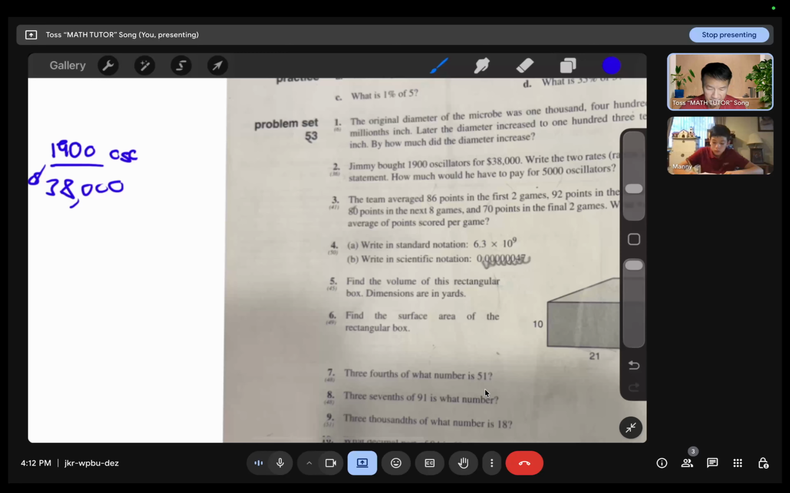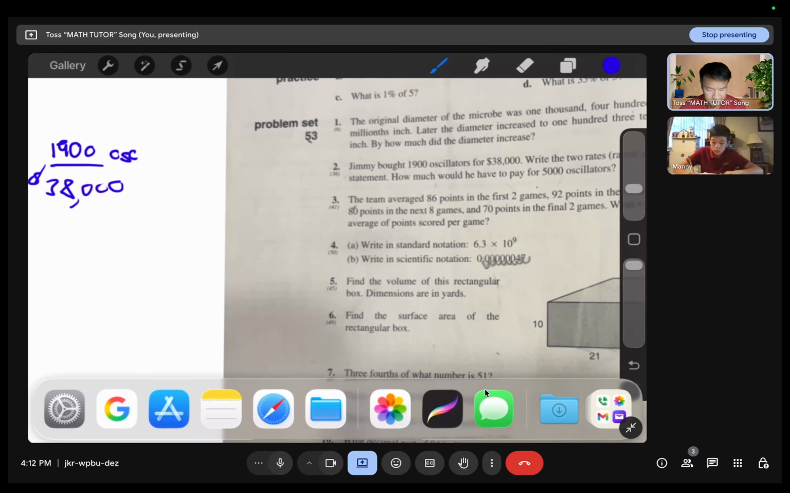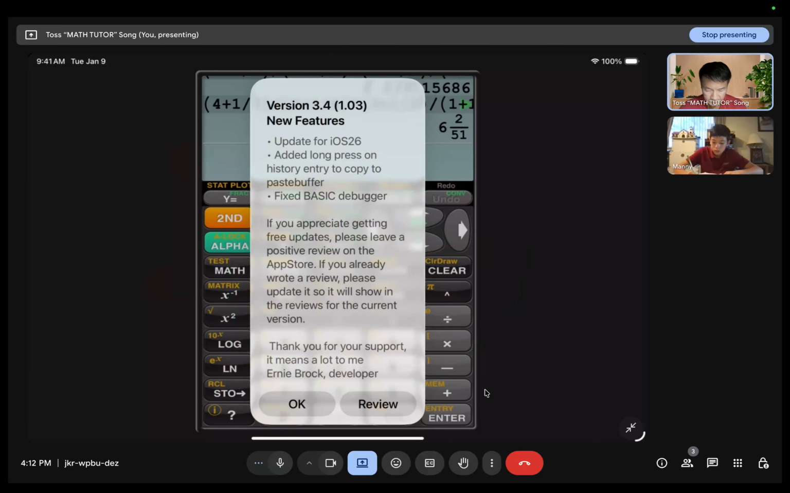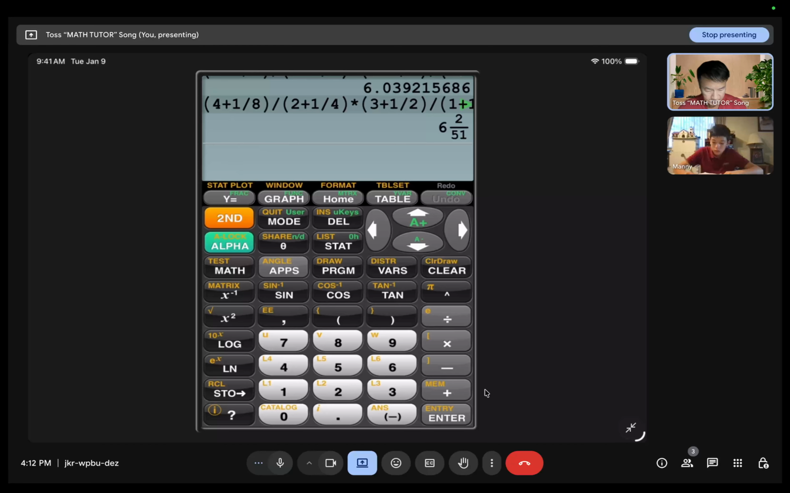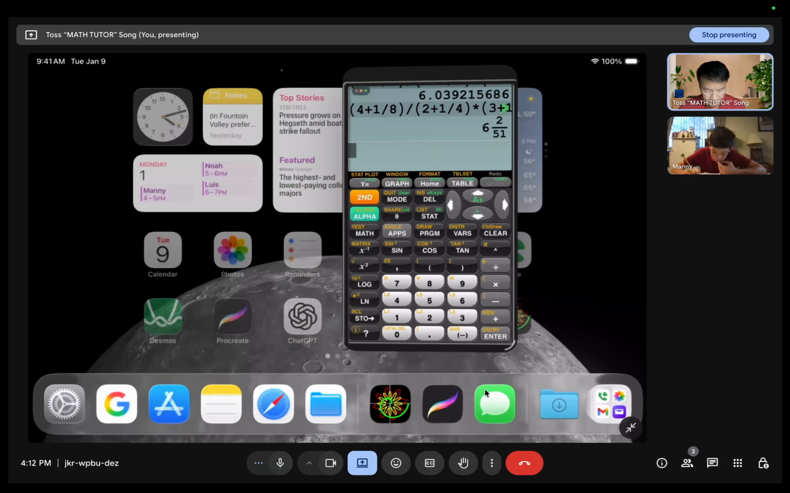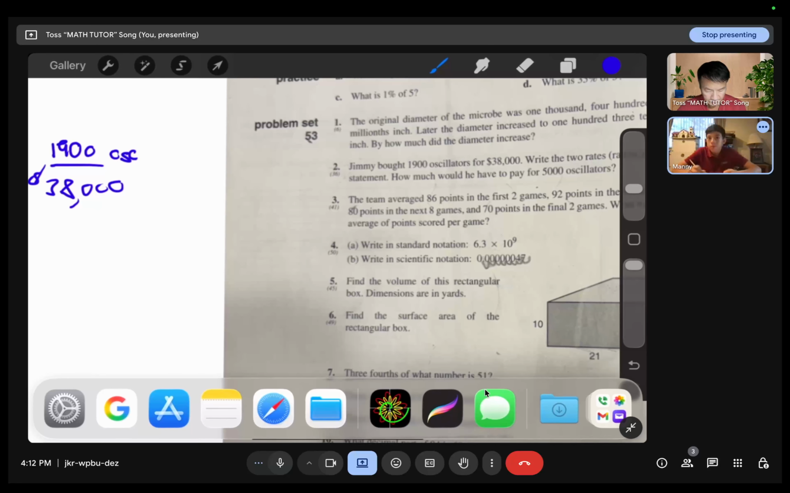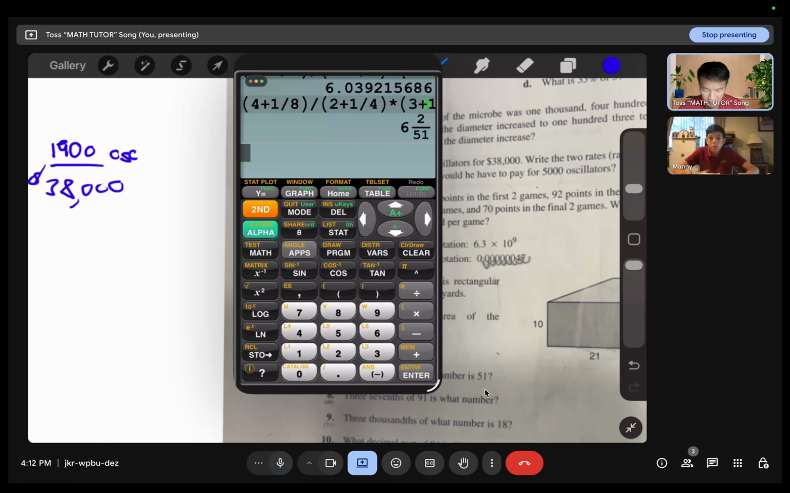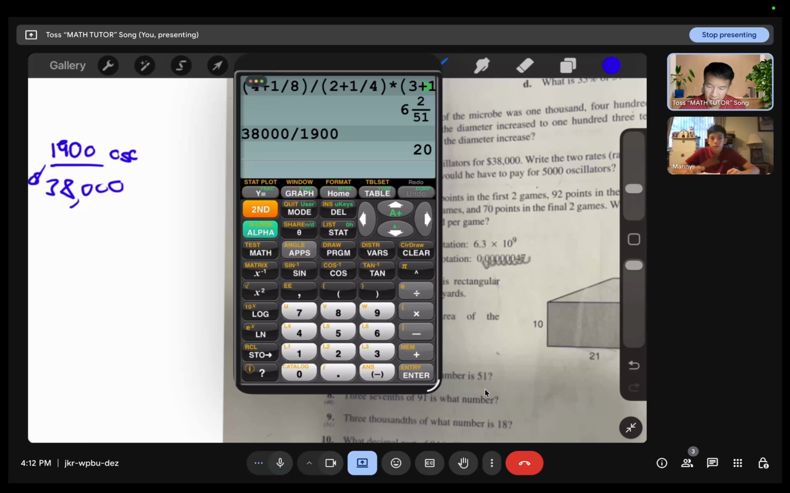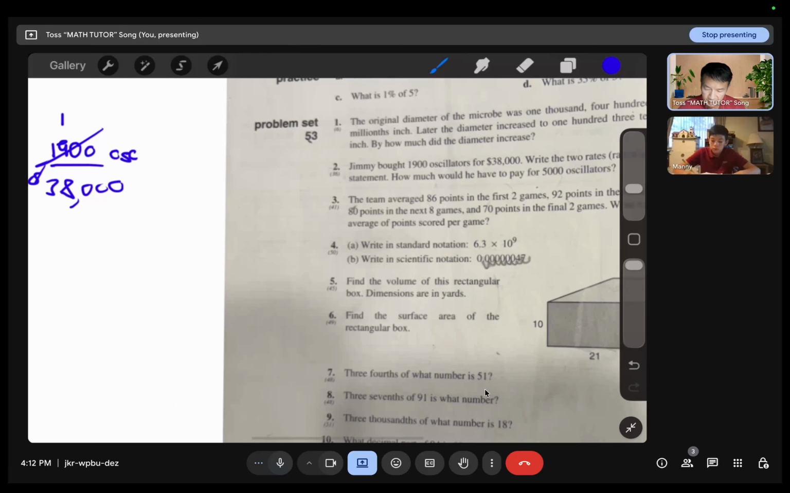Okay, let me check using the calculator. I want to see what kind of number this is. Okay, let's see. If I divide 38,000 by 1,900, you get 20. So you can show the work like this, right? Let's do the first one, the second one to be easy. This can go into itself one time. This can go into 20 times.